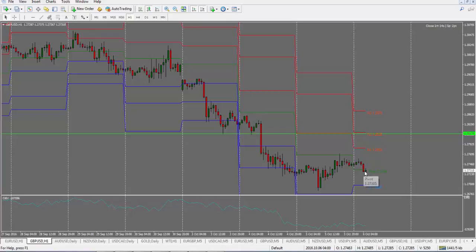But in terms of a pullback, we could see a pullback back into this R2 level, which is the 1.2820 level. So we'll watch out for that. If the price stays below 1.2820, we are looking for a price move to the downside.